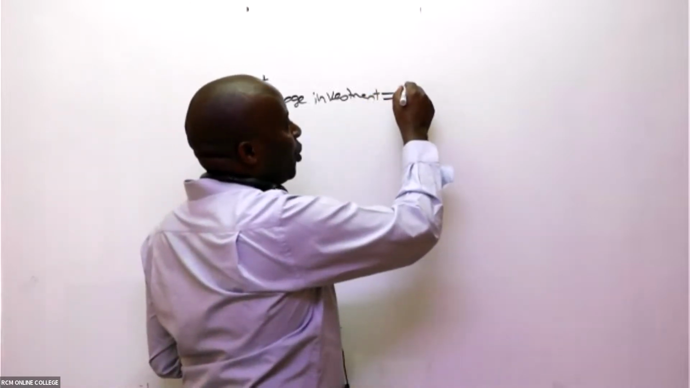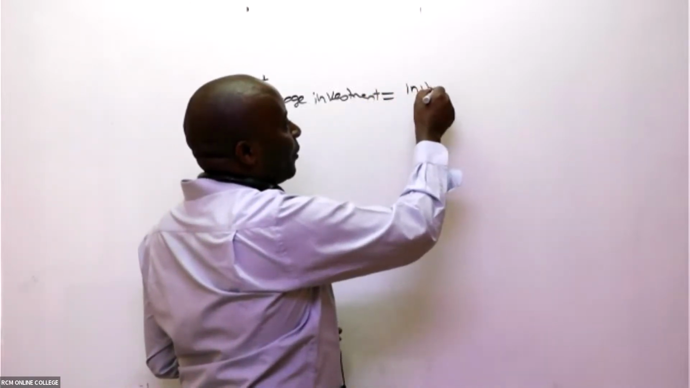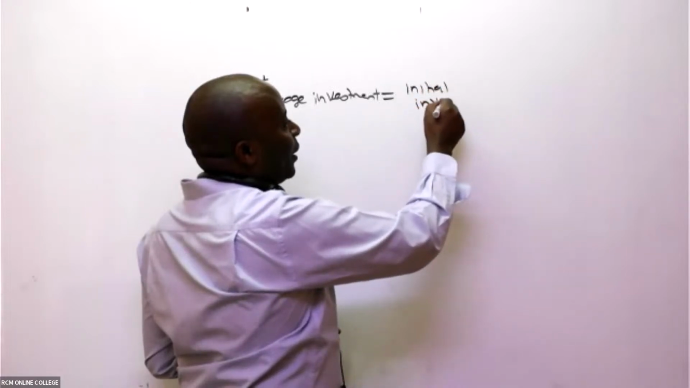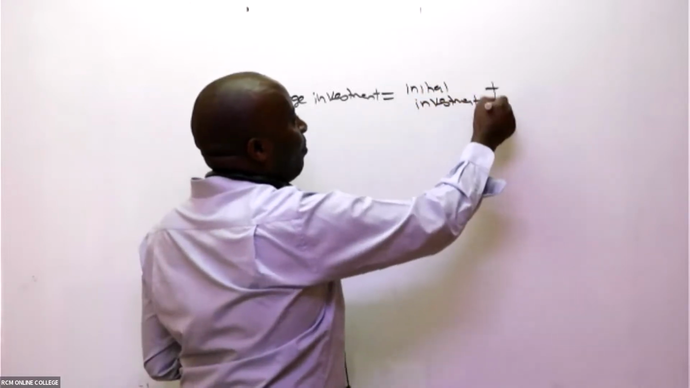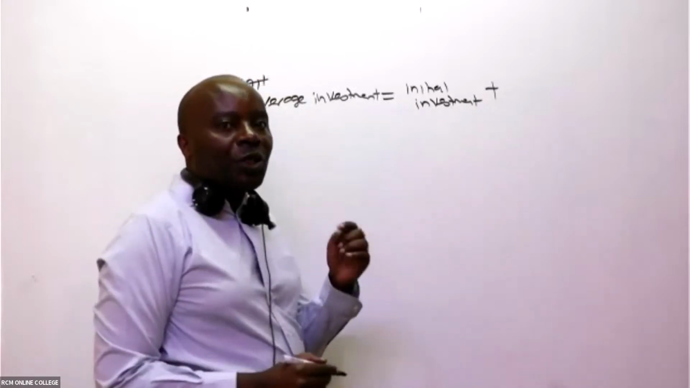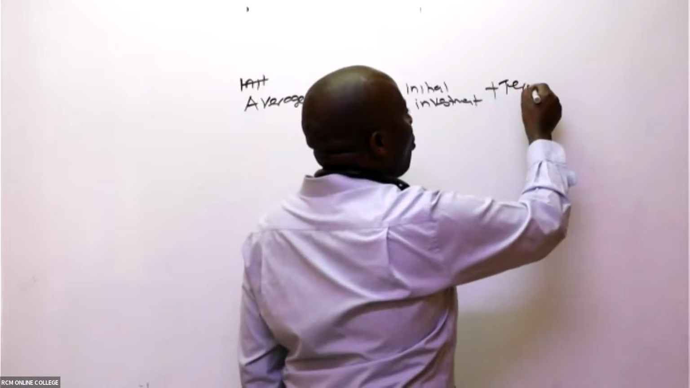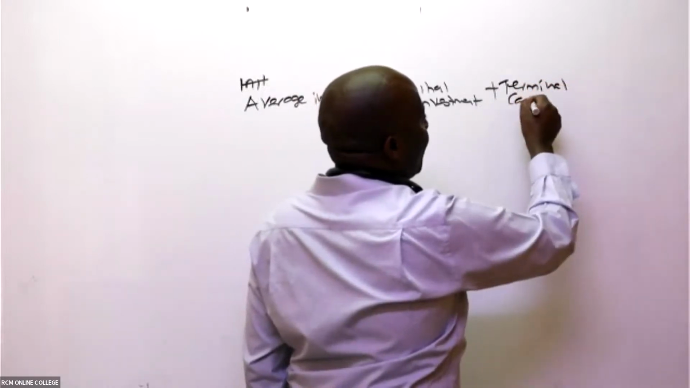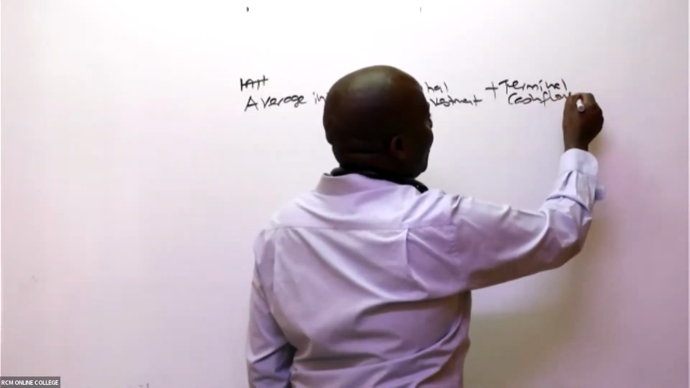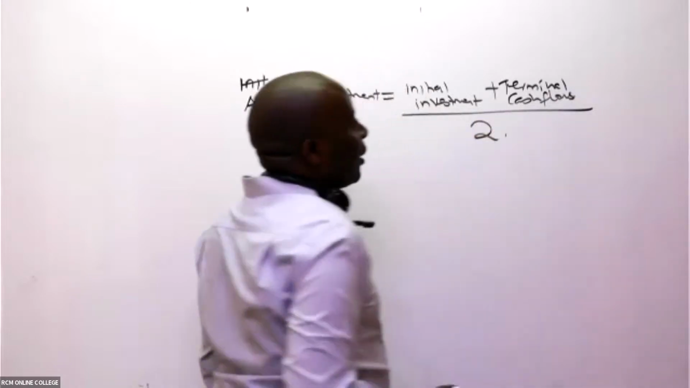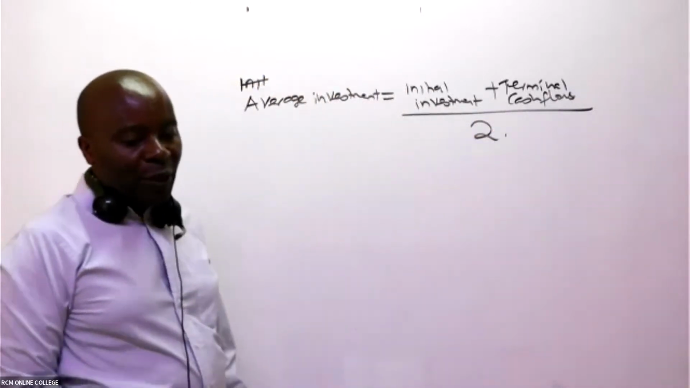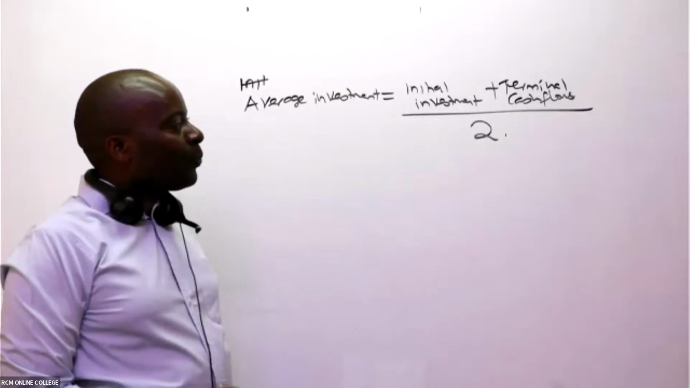We look at the initial investment plus, in this case, what we call the terminal cash flows, and then you divide this by 2.